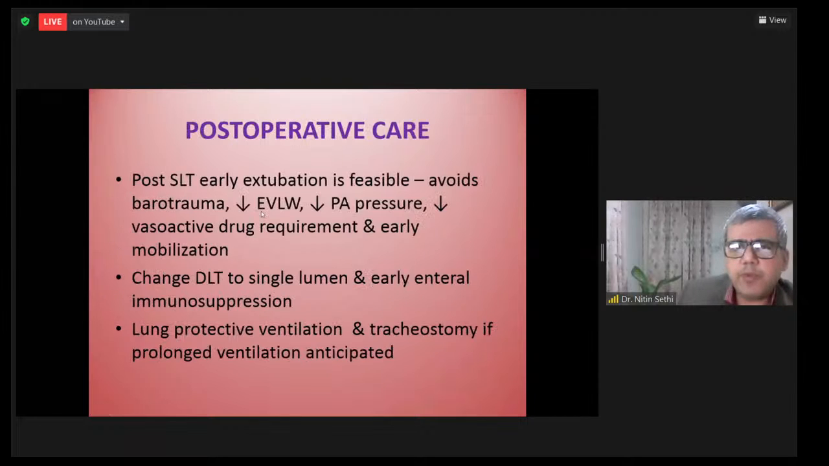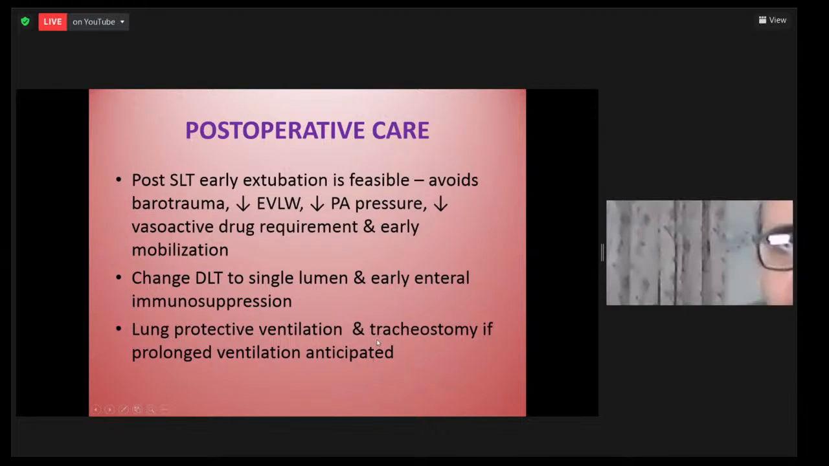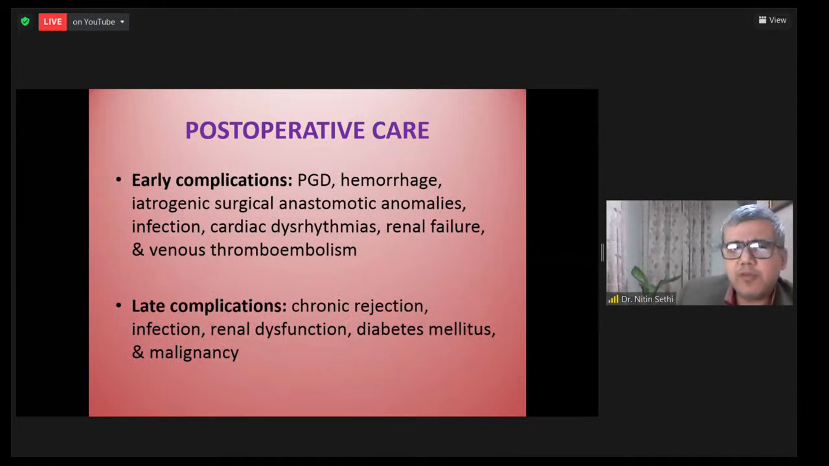Post-operative care, after single lung transplant, early extubation is feasible, but patients undergoing double lung transplant may require a brief period of protective lung ventilation, with attention to PA pressures and peak airway pressures. If prolonged ventilation is anticipated, tracheostomy should be done. Early complications after lung transplant are primary graft dysfunction, hemorrhage, surgical anastomotic anomalies, and cardiac dysrhythmia. Late complications include chronic rejection, renal dysfunction, and malignancy.